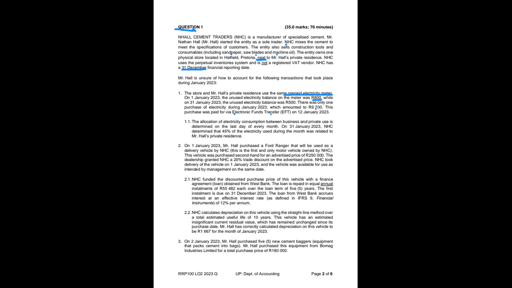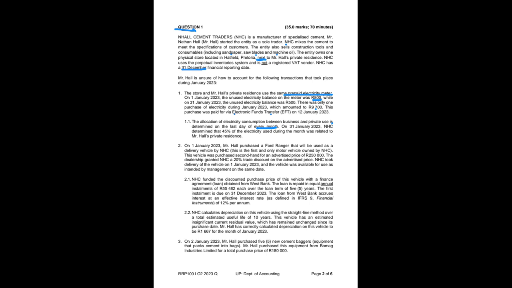Then it says the allocation of electricity consumption between the business and private use is determined on the last day of every month, okay? So it's not determined before the last day of every month, which means in our journal entries, the allocation also needs to be done on the last day.